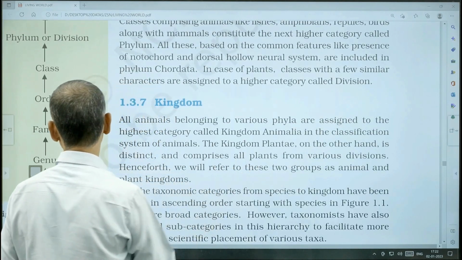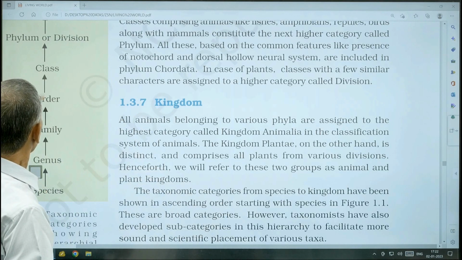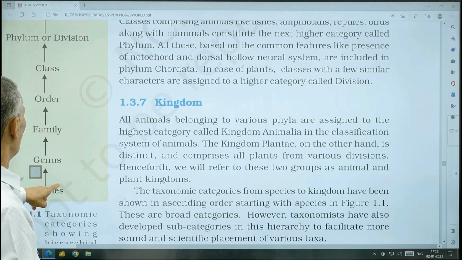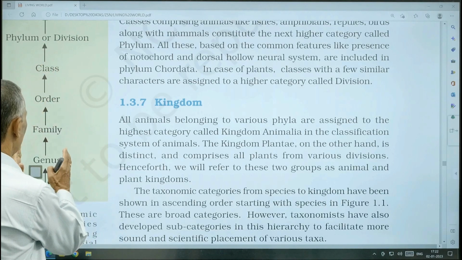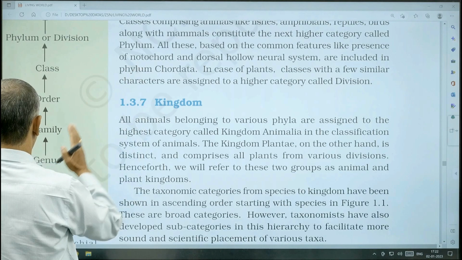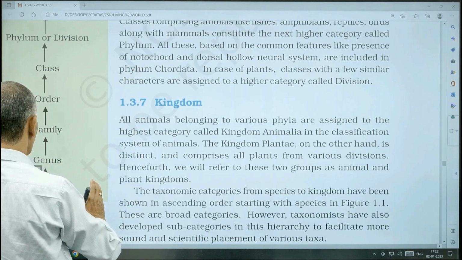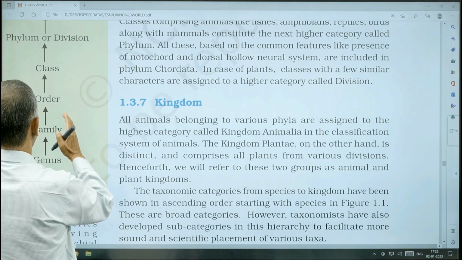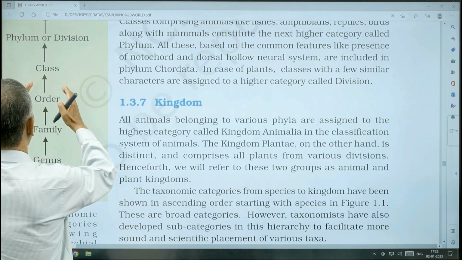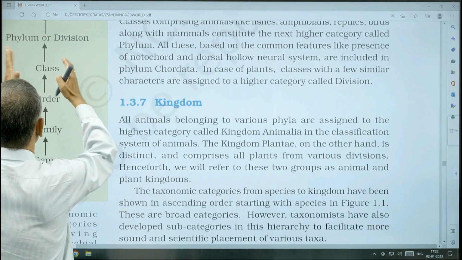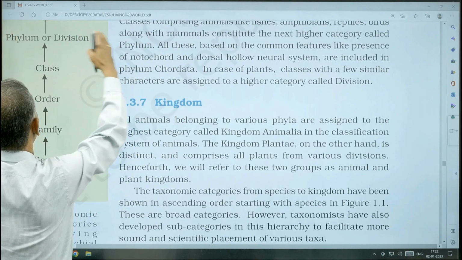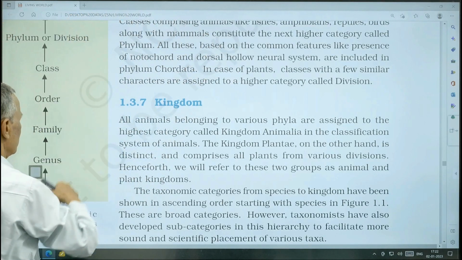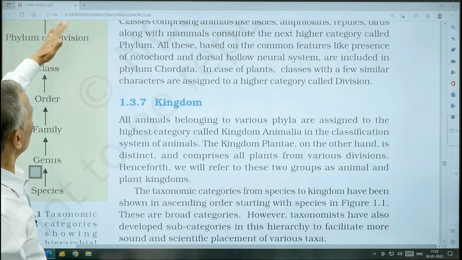Thus, we can see that there are seven broad or obligate categories: species, genus, family, order, class, phylum and kingdom. As we go up, the size goes on increasing. A genus is made up of a large number of species. Several genera come under a family, several families under an order, several orders under a class, several classes under a phylum, and all phyla come under the kingdom. So the size goes on increasing.